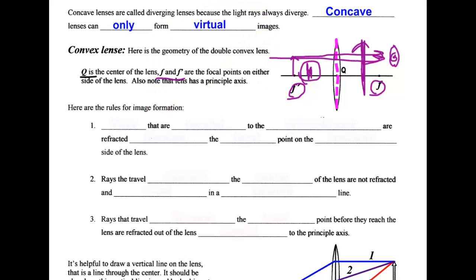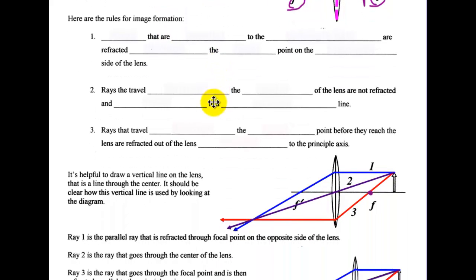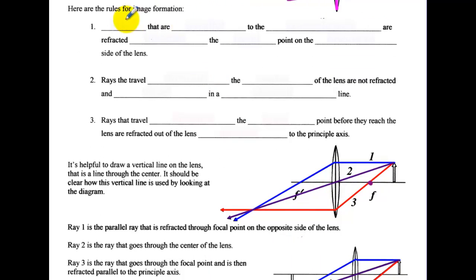Okay, let's move on. So the three rules that we have here are 1, 2, and 3. They're going to match up with the 1, 2, and 3 from this picture, so keep that in mind as we're working through it.